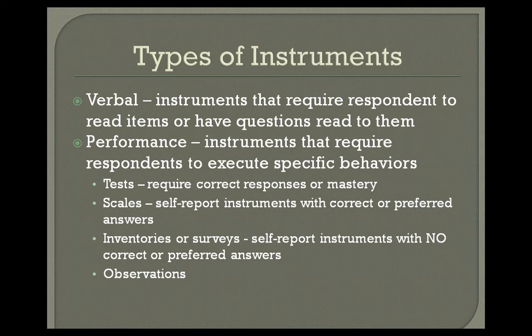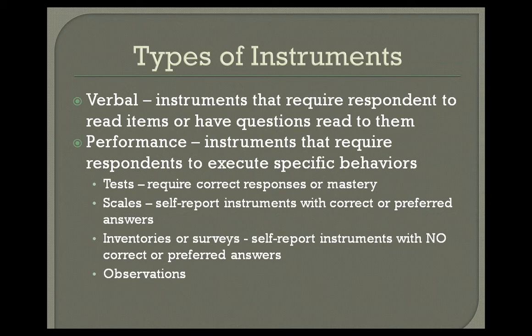Furthermore, we can say that instruments can be divided into tests, and tests require correct responses or mastery of some type of information. Scales, and scales are self-report instruments with correct or preferred answers. So, for example, the Beck's Depression Inventory would be one. We know that we prefer people not be depressed.